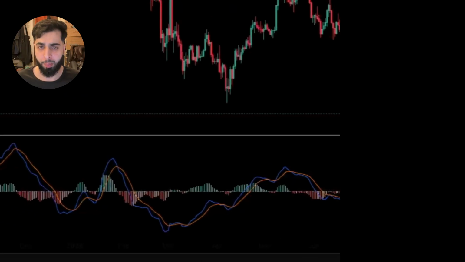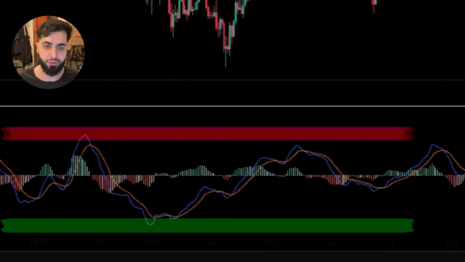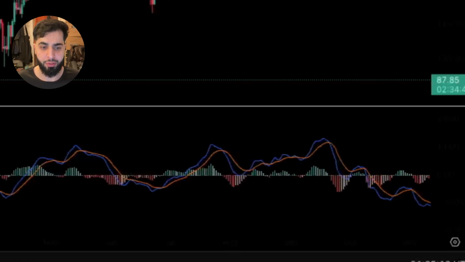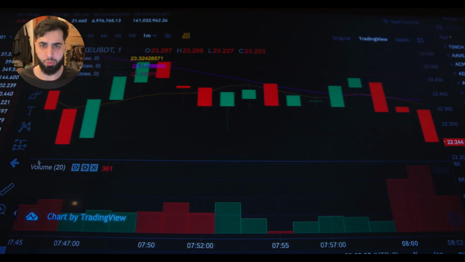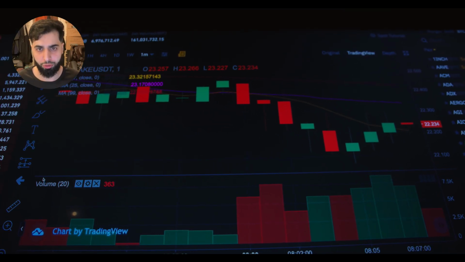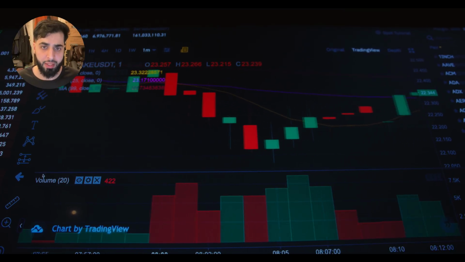MACD just tells you when momentum is shifting. Support and resistance tell you where it actually matters. When you combine both, you stop chasing signals and you start trading with intention. That's the difference between reacting and executing. If MACD has been giving you random results, the indicator isn't the problem. The missing piece is structure. Start with levels first, then let indicators confirm.